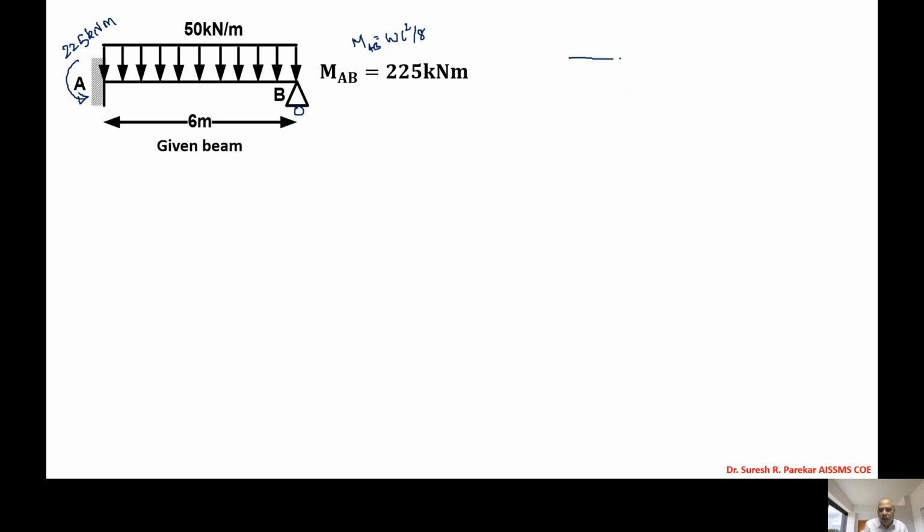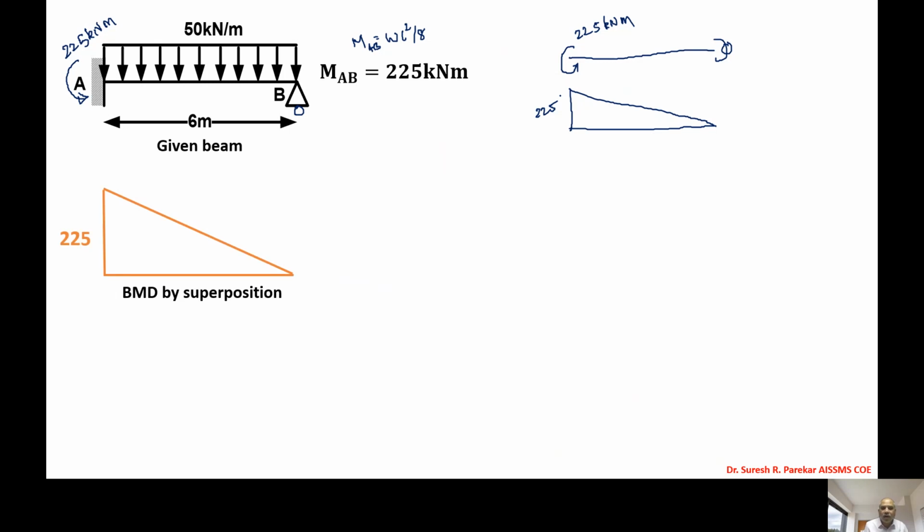If I plot the two diagrams separately, we will have this as 225. Now this is due to fixed end moment, and we have this as 0. So this is for fixed end moment, and how we will get this diagram: it will go up, again a triangle, and it will be 0. So this is 225, and you can see we have already plotted this in orange color. Now second, we have the simple support moment diagram. So we will plot it as WL square by 8.